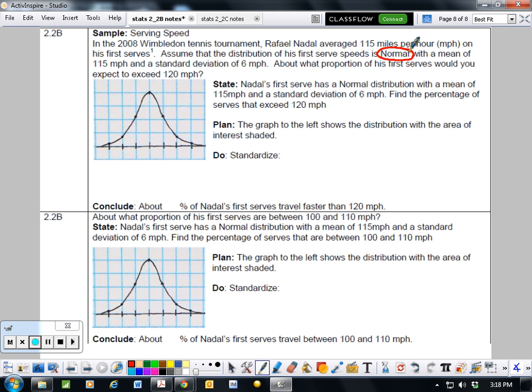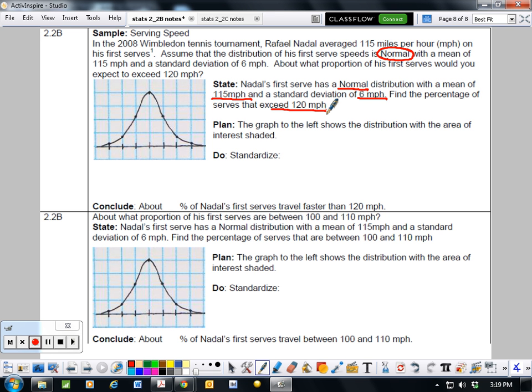Usually with this type of problem, and you'll see this a lot more second semester, but we're trying to build up to it, we start by writing out what in the world is going on. So we know his first serve has a normal distribution. We know the mean is 115. The standard deviation is 6. And what we want to find is the percentage of serves that exceed 120 miles per hour. So it's just a real quick statement of what's going on, what we know, and what our plan is.